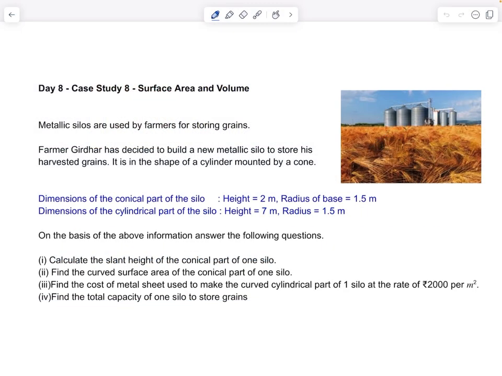The question goes like this. Metallic silos are used by farmers for storing grains. Farmer Girdhar has decided to build a new metallic silo to store his harvested grains. It is in the shape of a cylinder mounted by a cone. Dimensions of the conical part and the dimensions of the cylindrical part are given. On the basis of the above information, answer the following questions.